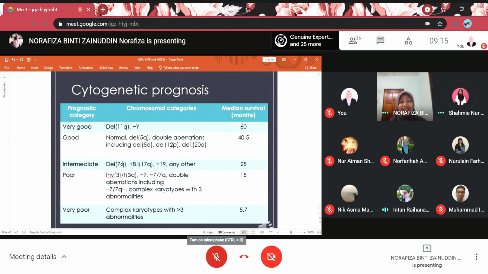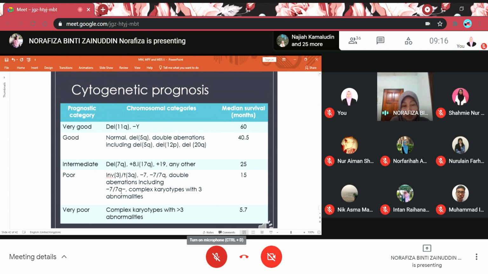Kalau macam ni isochromosome, the presence of isochromosomes, I'm not sure whether you have learned on this or not. Sepatutnya dah belajar dalam genetics, tapi kalau belum, boleh tengok buku teks saja ataupun banyak website yang perkenalkan tentang genetic nomenclature. So del meaning deletion, 5q long arm of chromosome 5, 12p short arm of chromosome 12.